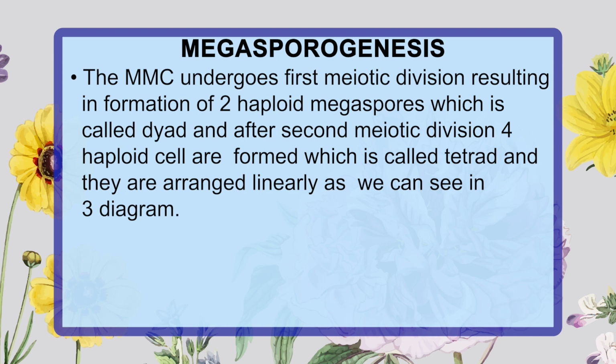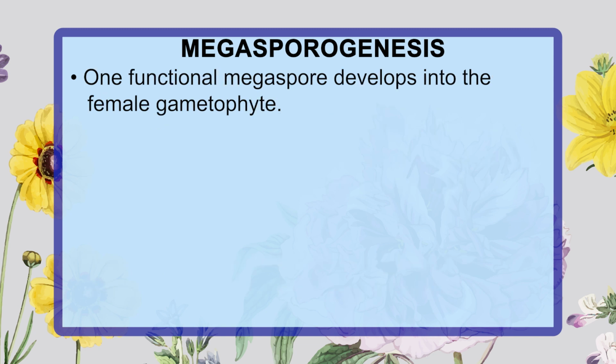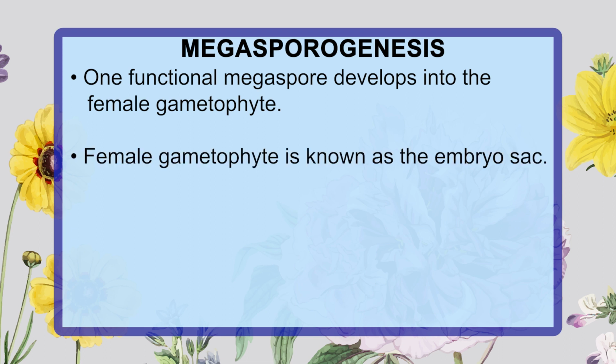The MMC undergoes first meiotic division, resulting in formation of two haploid megaspores, which is called dyad. And after second meiotic division, 4 haploid cells are formed, which is called tetrad, and they are arranged linearly as we can see in third diagram. Out of the 4 megaspores, 1 megaspore is functional and the other 3 degenerate. One functional megaspore develops into the female gametophyte. Female gametophyte is also known as the embryo sac.